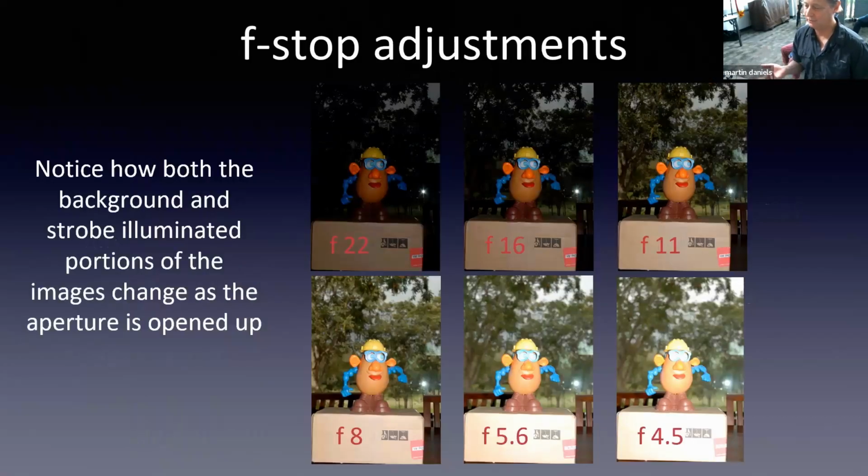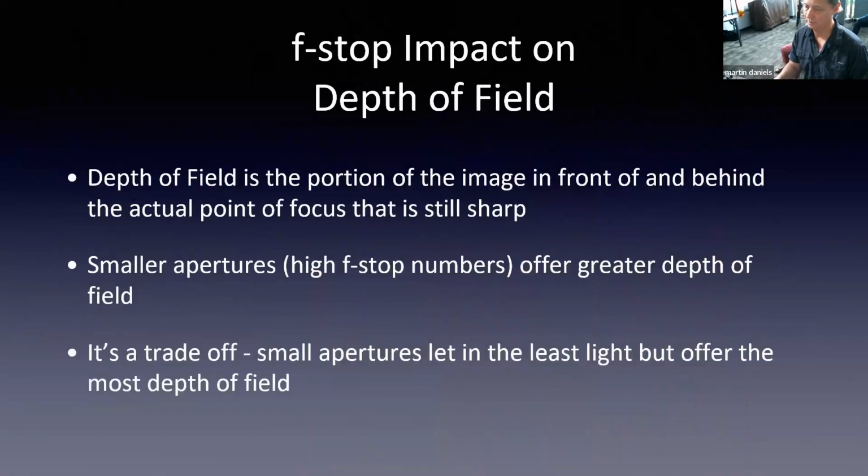So when you adjust your f-stop, it impacts both. Okay, all these images that we're showing Mr. Potato Head, everything is kept constant except the one variable that we're discussing on that page, okay? So on these shots, the strobe, the shutter speed, and the ISO are all kept constant. Only the f-stop is being changed. And so you'll see that the f-stop manipulation changes both the background and the strobe illuminated portion of the image, okay? It impacts both, okay?